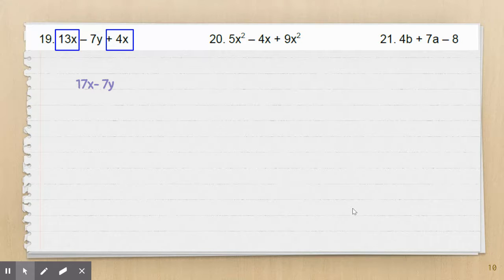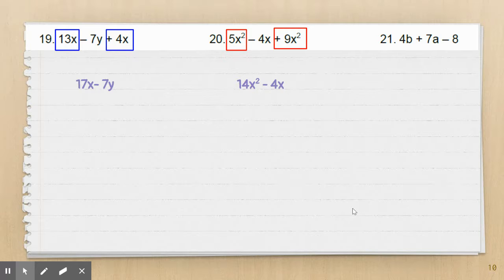Now for 20, we have to be careful here. Our like terms are 5x to the second power and plus 9x to the second power. Yes, that minus 4x has the same variable as the 5x squared and the 9x squared. However, it does not have an exponent, so we cannot combine it with the other terms. So 5x squared plus 9x squared is 14x squared, and then we add the minus 4x at the end. Notice that 17x minus 7y is in alphabetical order, and 14x to the second power minus 4x is the same variable, but it's in order from highest to lowest exponent.